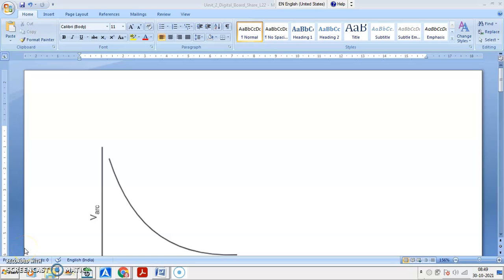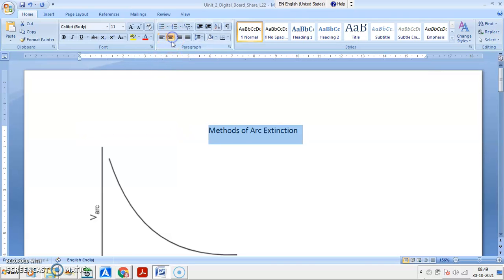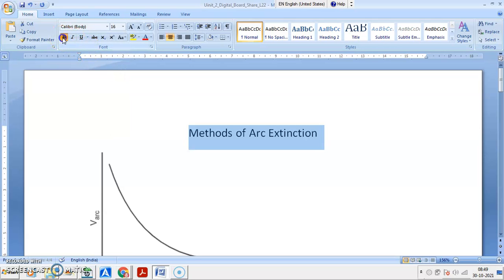Today we are going to start a new topic, that is methods of arc extinction. We know what is arc and how this arc gets extinguished, because arc extinction is a very important parameter in the circuit breaker. Okay.